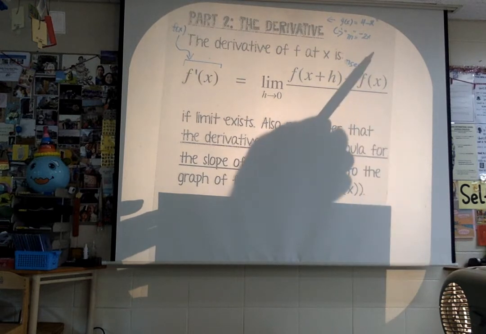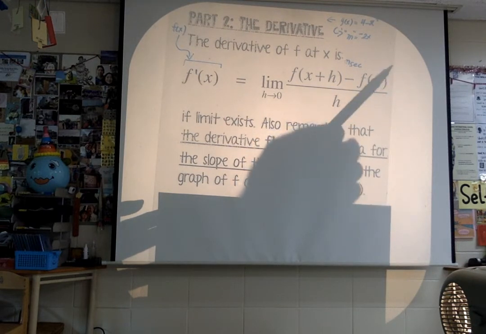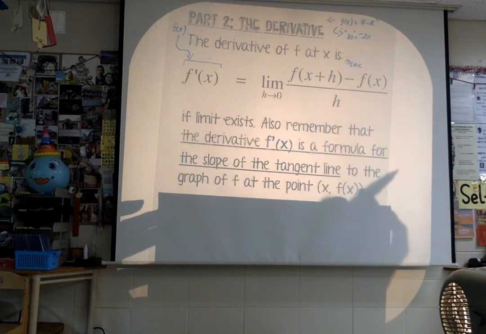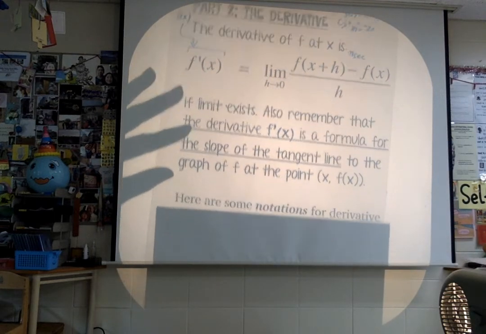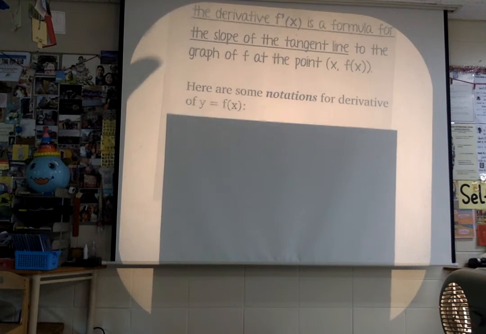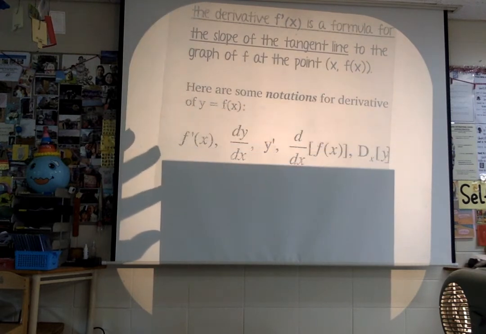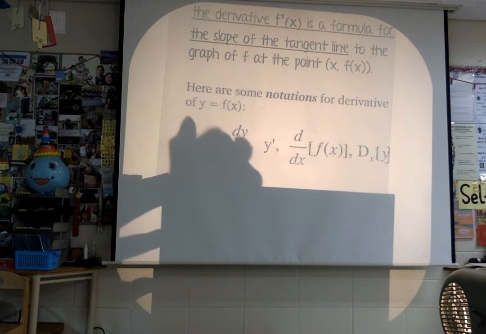Just remember the original opening of this lesson. You remember how we did secant and then we went to the tangent at the same point x, f of x. Now, here are some of the notations for derivative. Y equals f of x, and we have f prime of x.